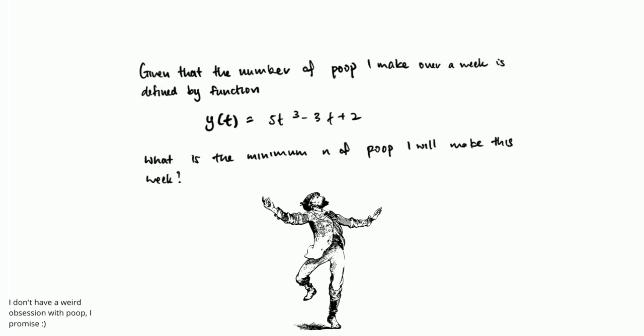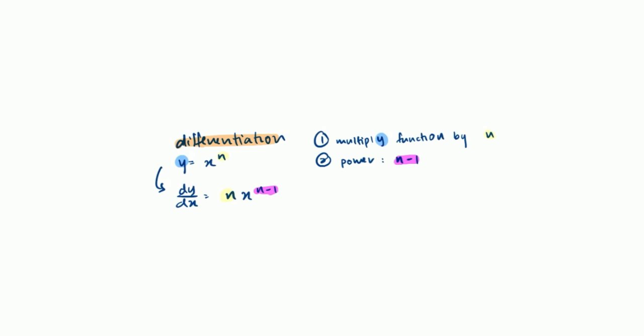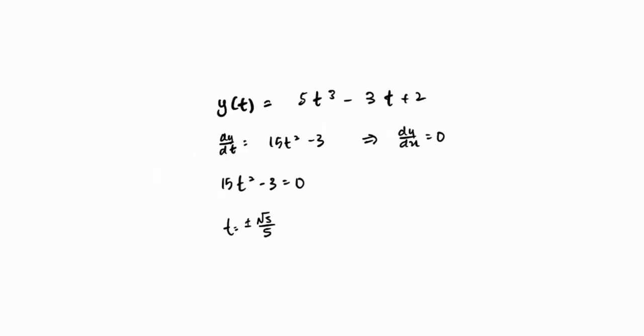Now let's try. Given that the number of poops I make over a week is defined by a function, y(t). So what is the minimum number of poops I will make this week? And before we start, let's recall the methods needed for differentiation. So say I have a function y. In order to differentiate, I will need to multiply the function by n, and my power needs to go to n minus 1.